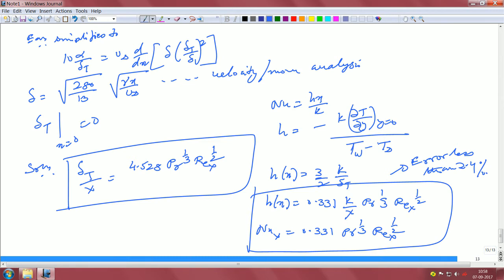So, all we have done is that we have got this expression, and then we just substituted for delta, and then we just integrated the whole thing, which gave us this particular form, which preserves once again that Prandtl number to the power of 1/3 Reynolds number to the power of half dependence, and the factor sits in front. The error is less than 2.4% compared to the similarity solution, right. So, I think it is a very powerful tool, as you can see, without doing much, we are able to get this perfectly fine result, right, using just this kind of analysis.